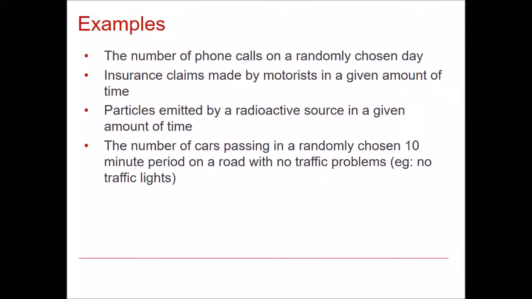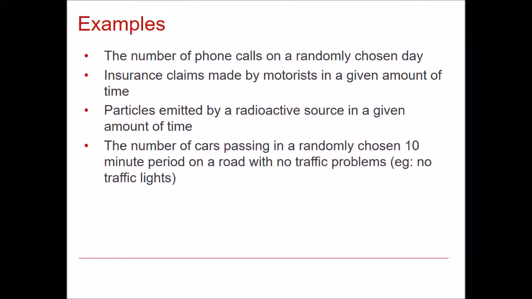Here are some examples of scenarios that might be able to be modelled as a Poisson distribution. The number of phone calls on a randomly chosen day may be modelled by a Poisson distribution, but we need to ensure that those phone calls are independent of each other. So for example, if you received a phone call and then made a phone call as a result of it, those two things would not be independent. Similarly with insurance claims made by motorists in a given amount of time, if two motorists have crashed into each other and they both make a claim, then those two things would not be independent of each other.